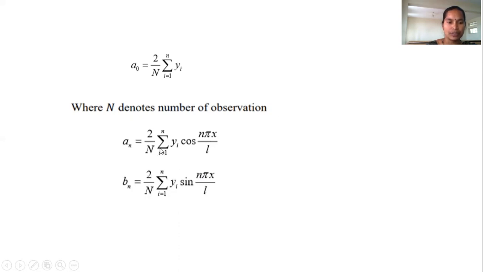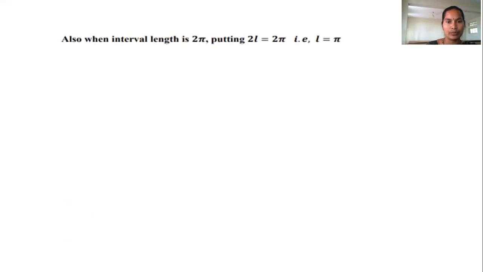If we substitute n equal to 1 in these two, we get the first harmonic, because we have taken the first harmonic as a1 cos plus b1 sin. To identify the a1 value by giving n equal to 1, we use cos of pi x by L only. Next, the same formula extends to the interval 0 to 2 pi. When the interval is 0 to 2 pi, the upper limit we have is 2l. If we replace 2l by 2 pi, we get L equal to pi.